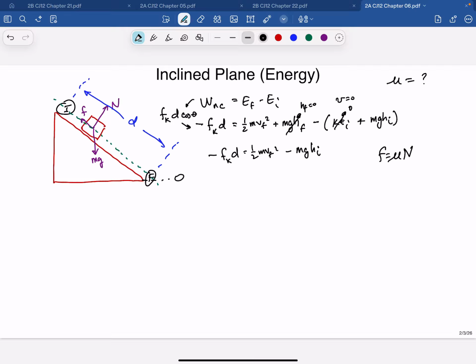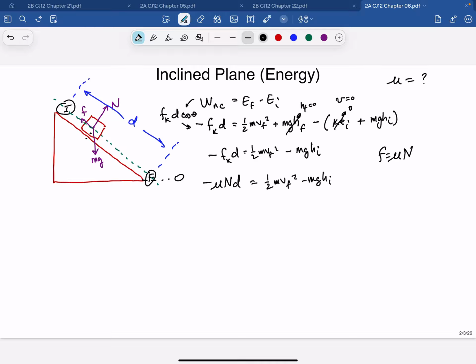Where'd that equation come from? Chapter 4, wasn't it? Okay. So the force of friction has something to do with the coefficient of friction and the normal force. Okay. So if that's the case, μ N equals all this stuff. All right. So what's the normal force?